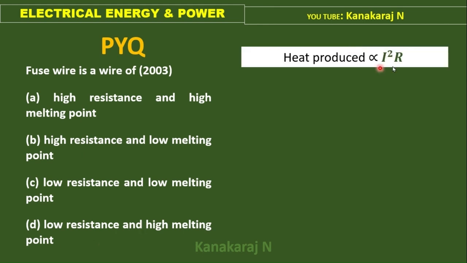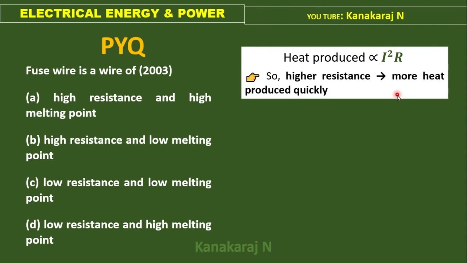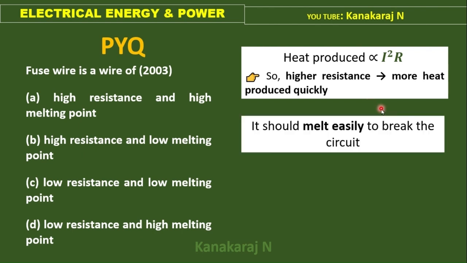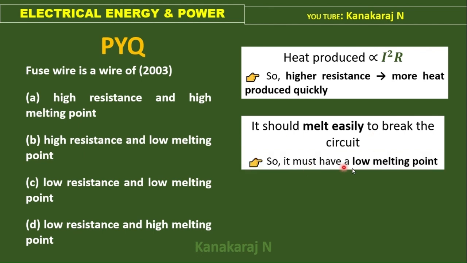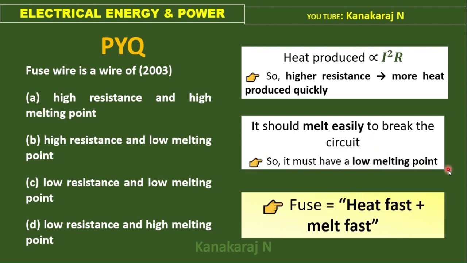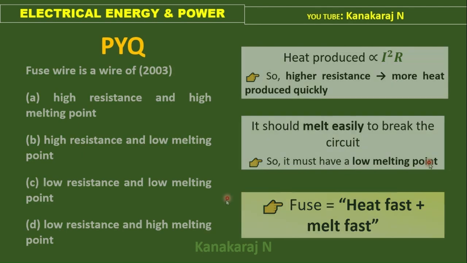Heat produced is proportional to I square R. Therefore, higher the resistance, more will be the heat produced. Then, the fuse must melt easily to break the circuit. So, it must have very low melting point. So, fuse means heat fast plus melt fast.